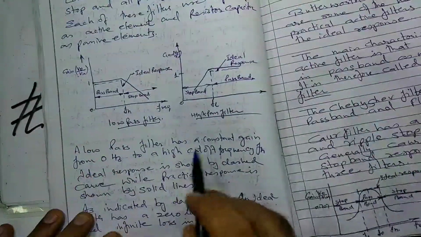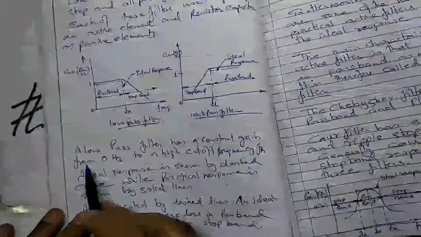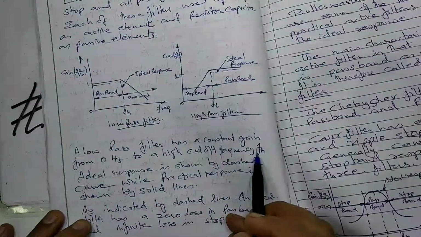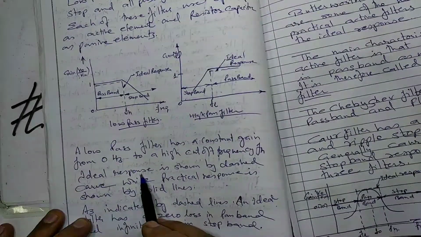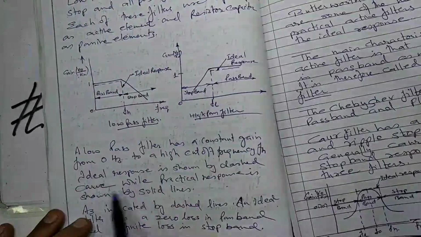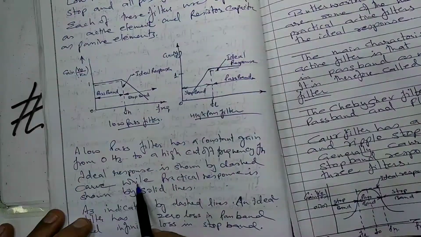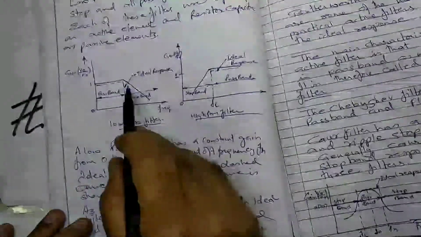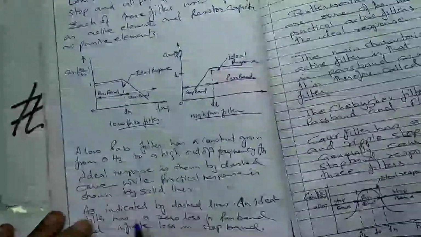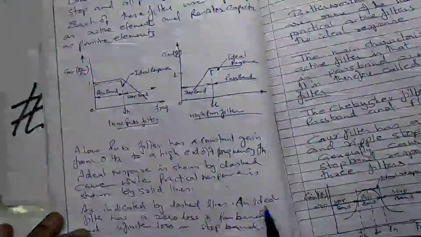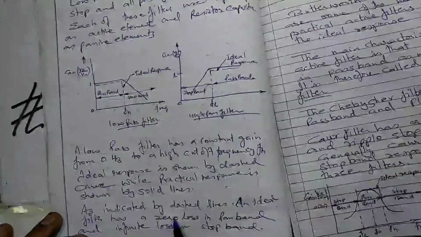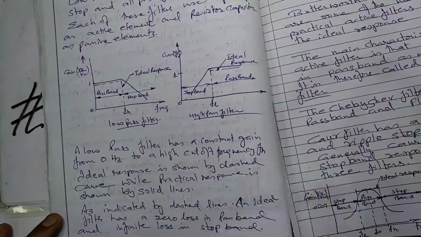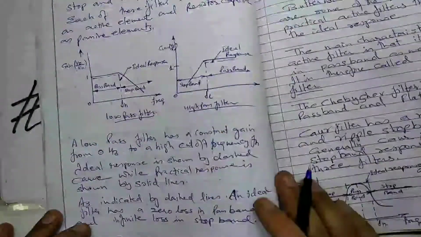A low pass filter has a constant gain from 0 Hz to a high cutoff frequency Fn. Ideal response is shown by the dashed curve, while practical response is shown by solid lines. So this is the practical response. As indicated by the dashed line, an ideal filter has zero loss in the pass band and infinite loss in the stop band. That we can see from the figures.